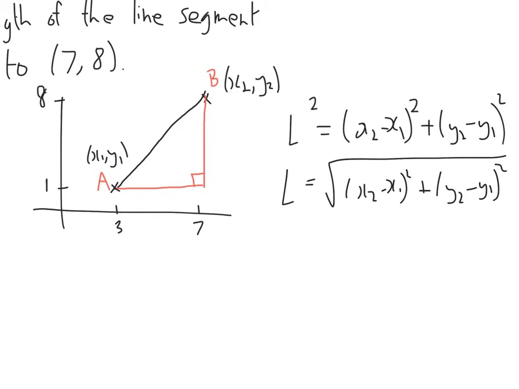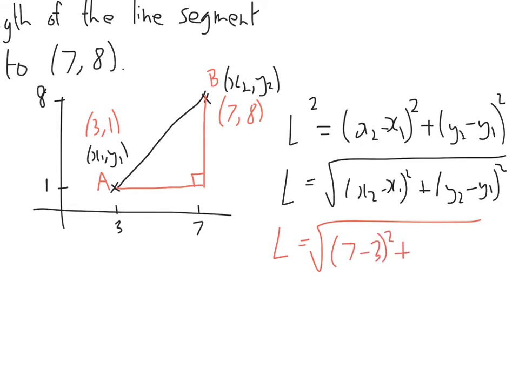So if I was doing this question using that formula, what I'd need to know is, what are my x1, y1, and what's my x2, y2? So in this question, your x1 is going to be your first x value, which is 3, and your y1 is your y value 1. For the second one, x2 is going to be 7, and y2 would be 8. And then it's just a matter of subbing those values in. So the length of that line would be the square root of 7 take away 3 squared plus 8 take away 1 squared.